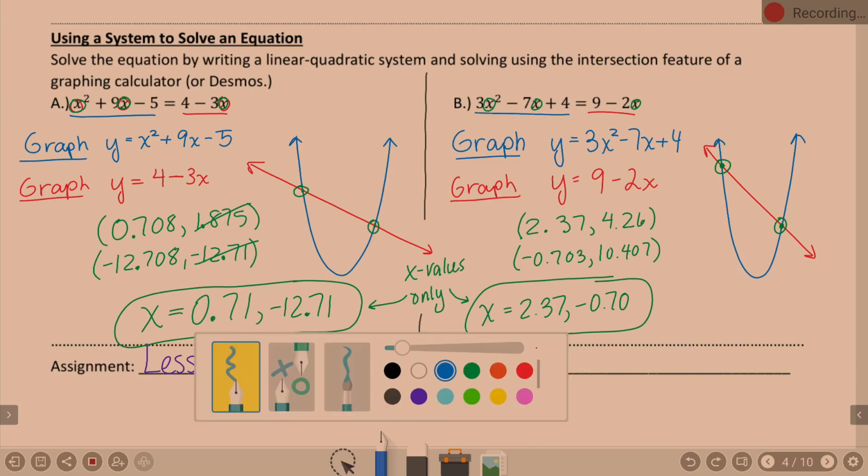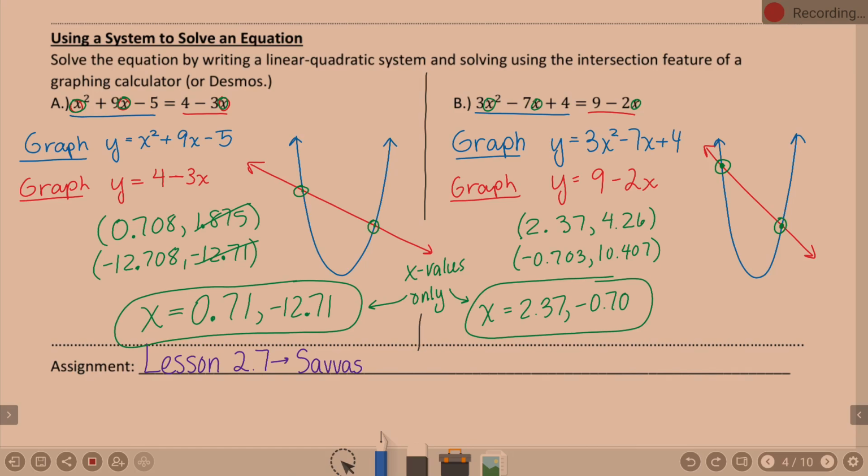Okay. If it says use a graphing calculator in homework, that's Desmos. Your graphing calculator is Desmos, so just be aware of that. Unless you have your own graphing calculator and you've learned how to use it, that works too. But I don't know how to use it, so.